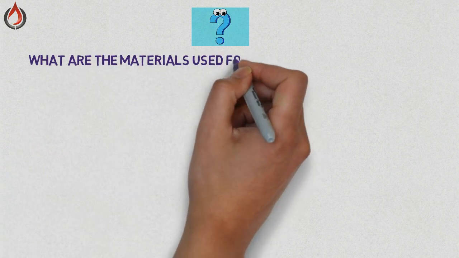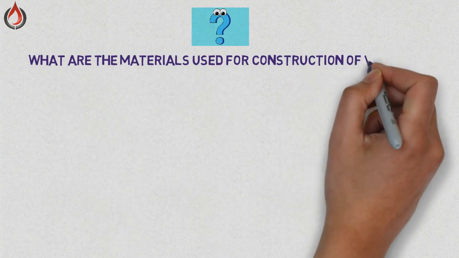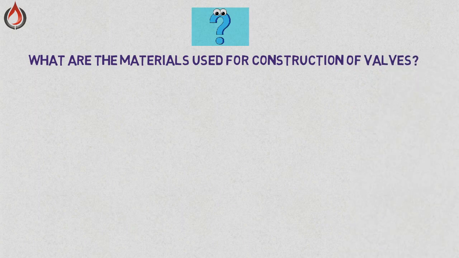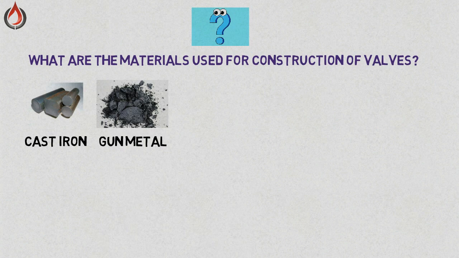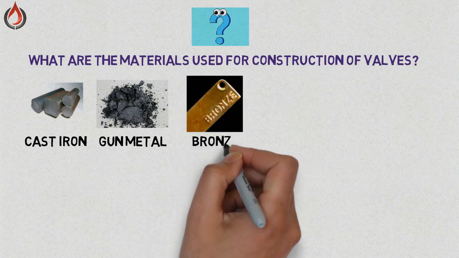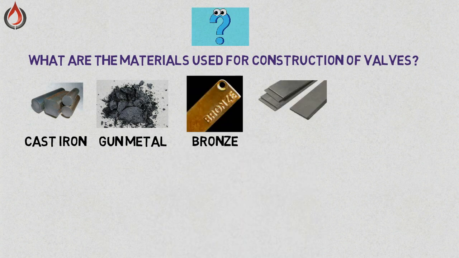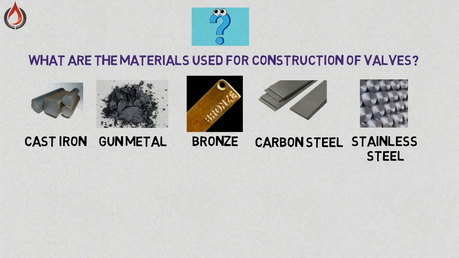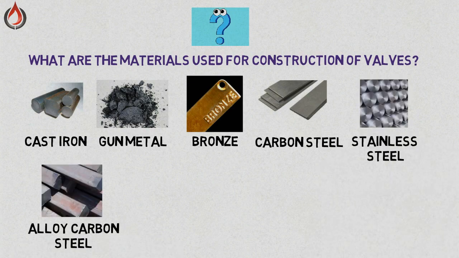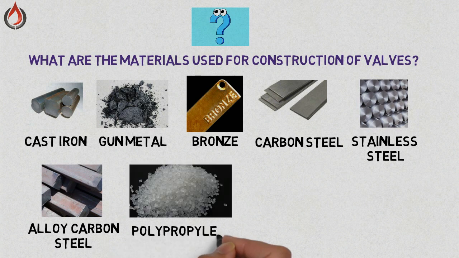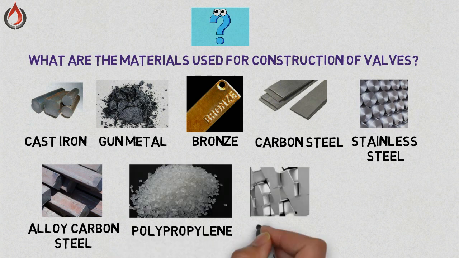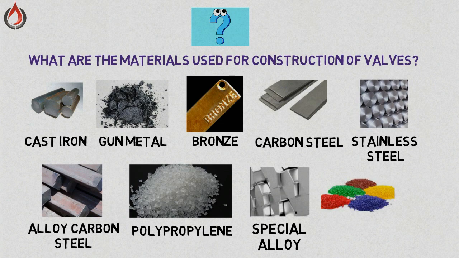What are the materials used for construction of valves? Cast iron, gunmetal, bronze, carbon steel, stainless steel, alloy carbon steel, polypropylene, special alloys, and other plastics.